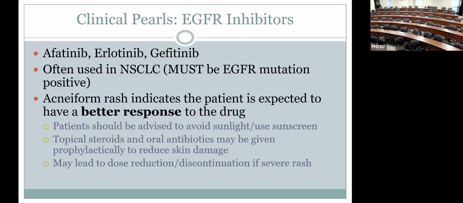There are some things we can do to prevent it, which is important to know going forward. Some of those things include counseling on sun exposure, so making sure our patients know to wear sunscreen. And if they're going to be exposed to the sun, make sure to wear long sleeve t-shirts and pants so that they can avoid that sun exposure, as well as using topical steroids, and even in some cases, oral antibiotics. Occasionally, the rash may be too severe, and it may actually end up leading to drug dose reduction or even discontinuation.